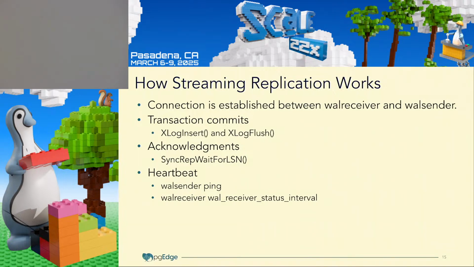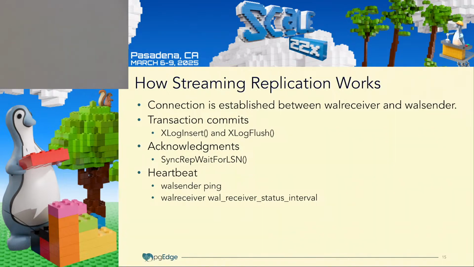As the transactions commit, there are a couple of functions that essentially ensure that WAL data is written: XLogInsert and XLogFlush. These are the two core functions responsible for flushing XLOG data to disk. When this happens, WAL senders are woken up. So when you're writing a WAL record, you signal the WAL sender process, and the WAL senders wake up, start processing that data, and send it out to WAL receiver.